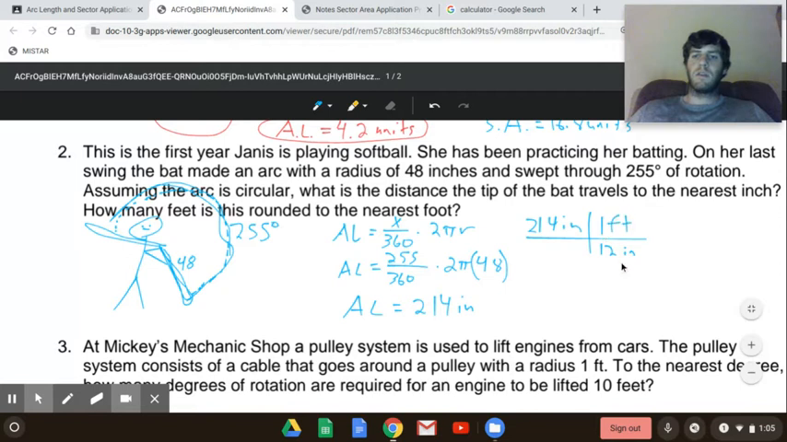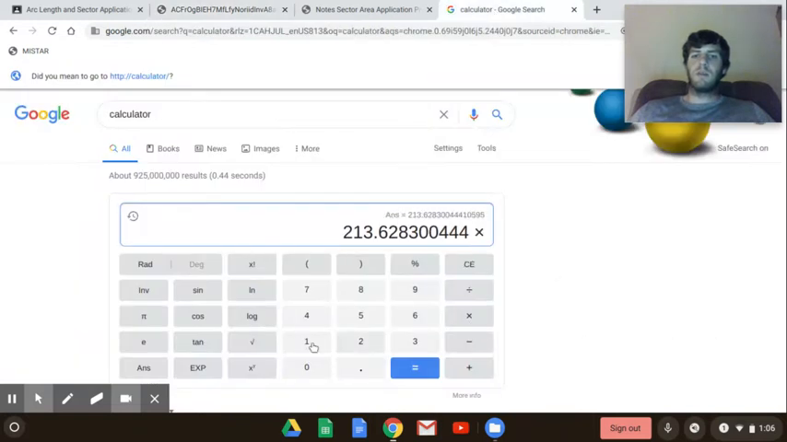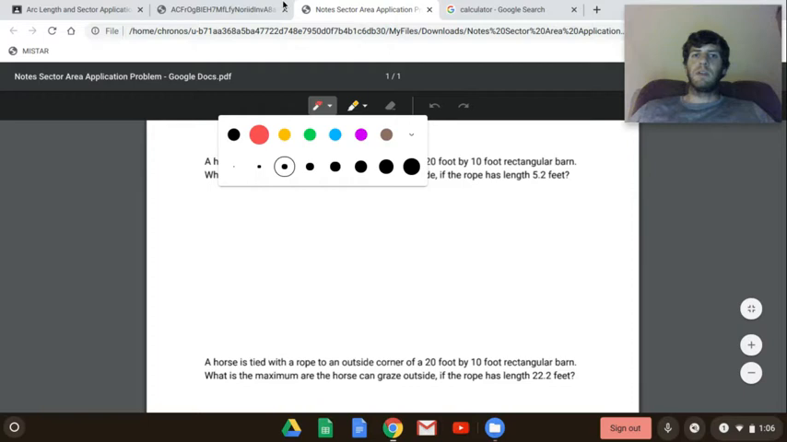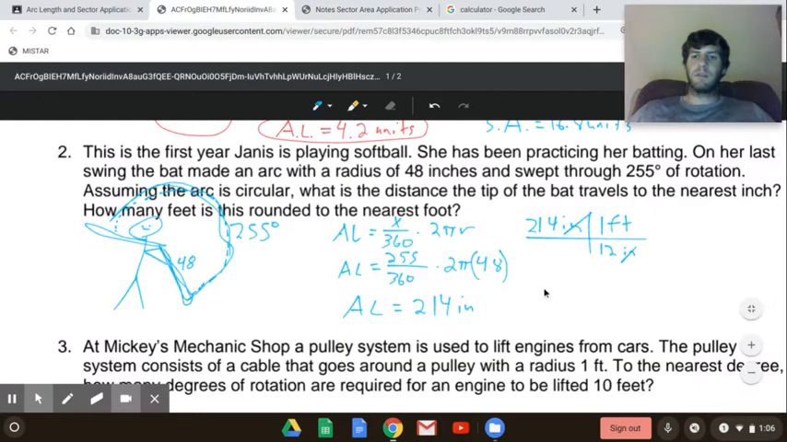In 1 foot. So our inches are canceled, and we have to do 214 times 1 divided by 12. So we do our answer times 1, which is the same thing, right? And then divide by 12, because there's 12 inches in a foot. That's going to be 17.8 feet, or 214 inches. All right, that's the length the tip of the bat travels when Janice swings.